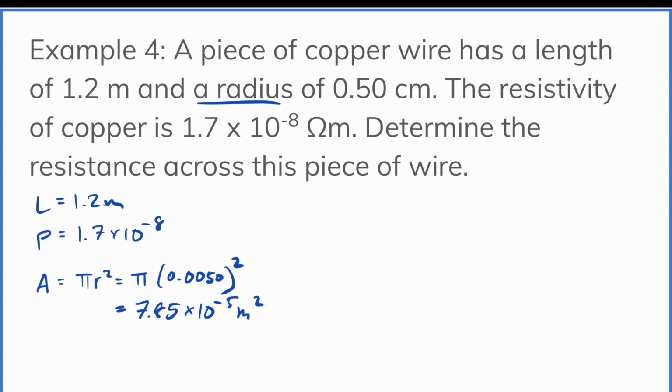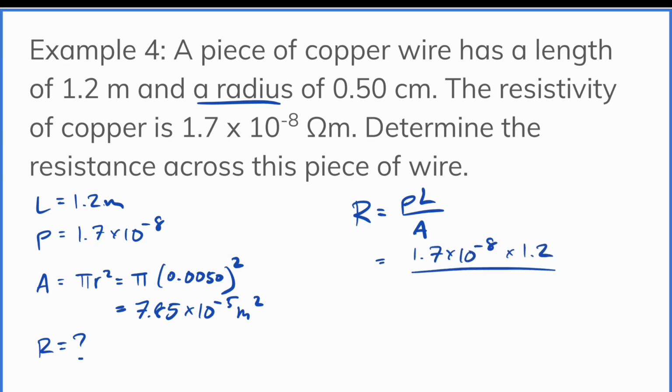And the last thing we need to find is the resistance. So if we rearrange the formula that has the definition of resistivity, we get that R is equal to rho L over A. So we have 1.7 times 10 to the negative 8 times 1.2 all over 7.85 times 10 to the negative 5, which gives us a resistance of 2.6 times 10 to the negative 4 ohms. This value is quite low, but that makes sense. This is just a piece of copper wire. It's not a resistor. So the fact that the resistance is low is a good thing.